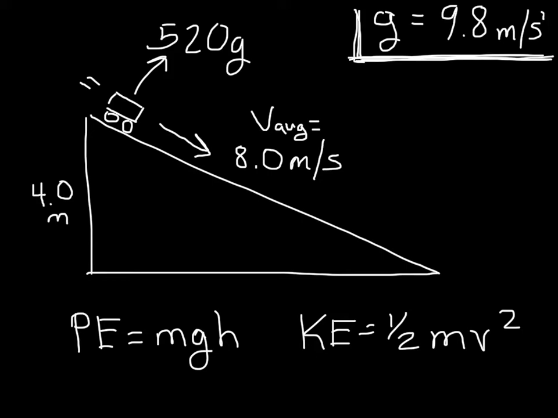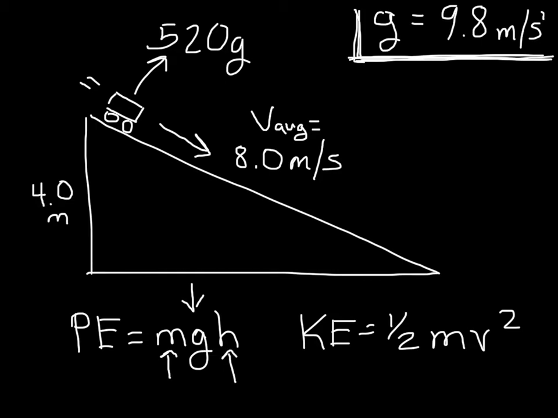But all you really need to know is what that number actually is, and that's the number that appears in the PE equation. The potential energy equation has g in it, and it's a constant. It's just a number you have to memorize. It's 9.8, and the units for it are meters per second squared. Now, the other two things that are in the PE equation are an m, which stands for mass, and an h, which stands for height.